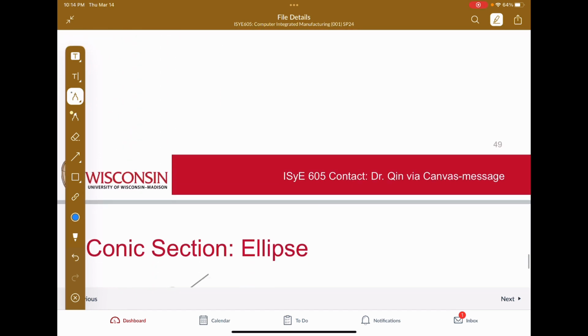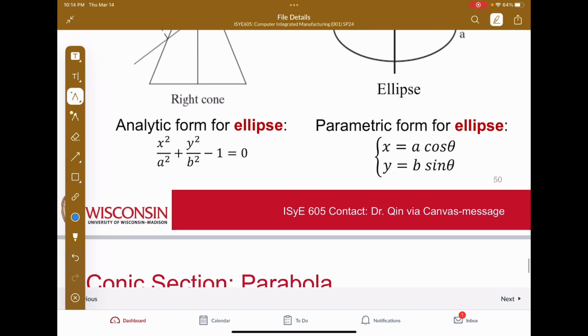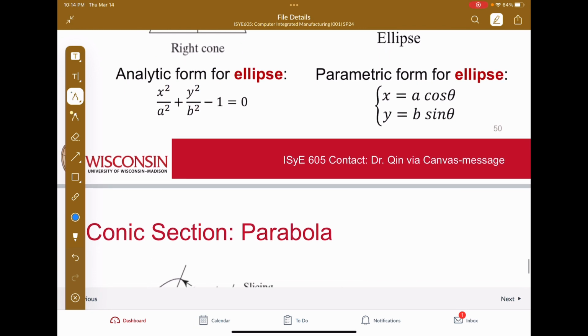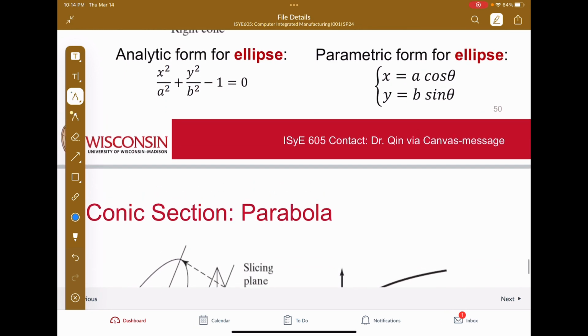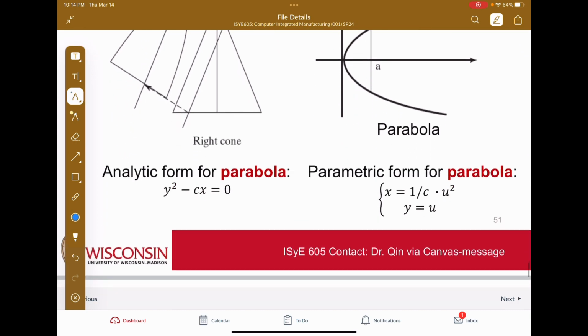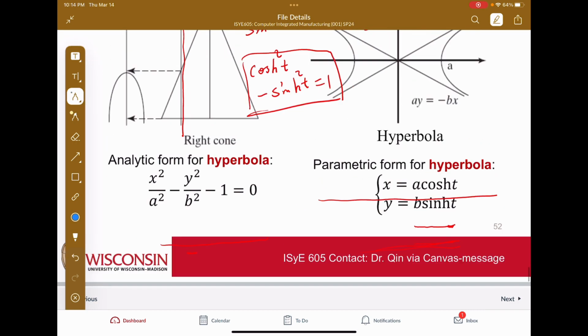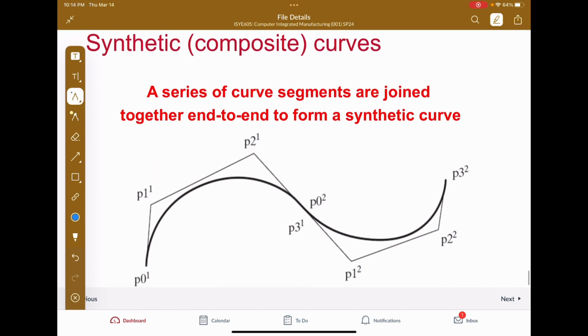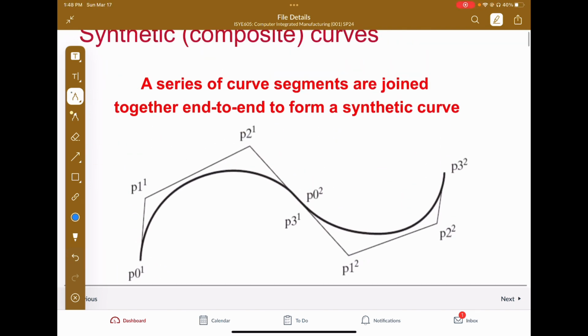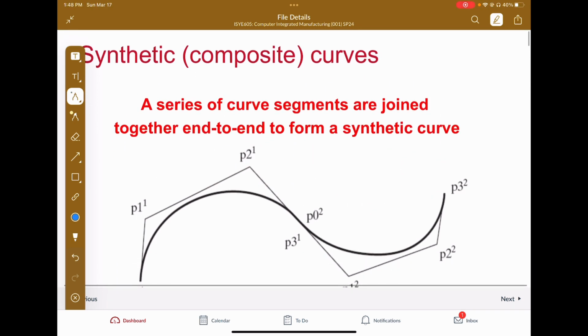So there are conic curves with different steps, and it tells you what the parametric form is and what the analytic form is. Okay, so now we move to curve sections.